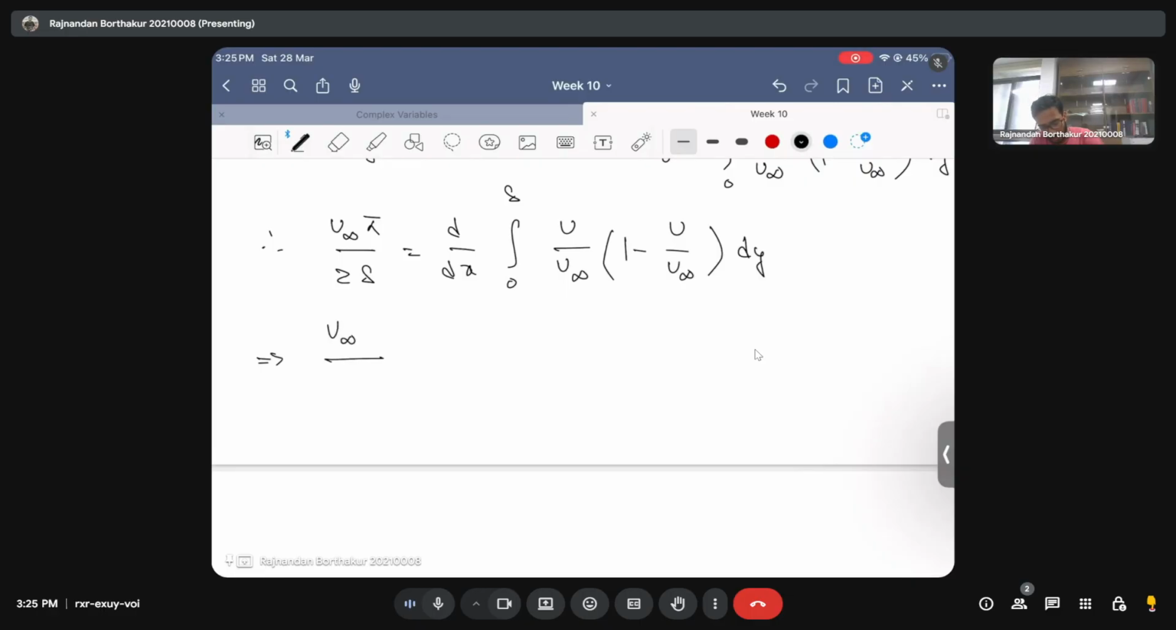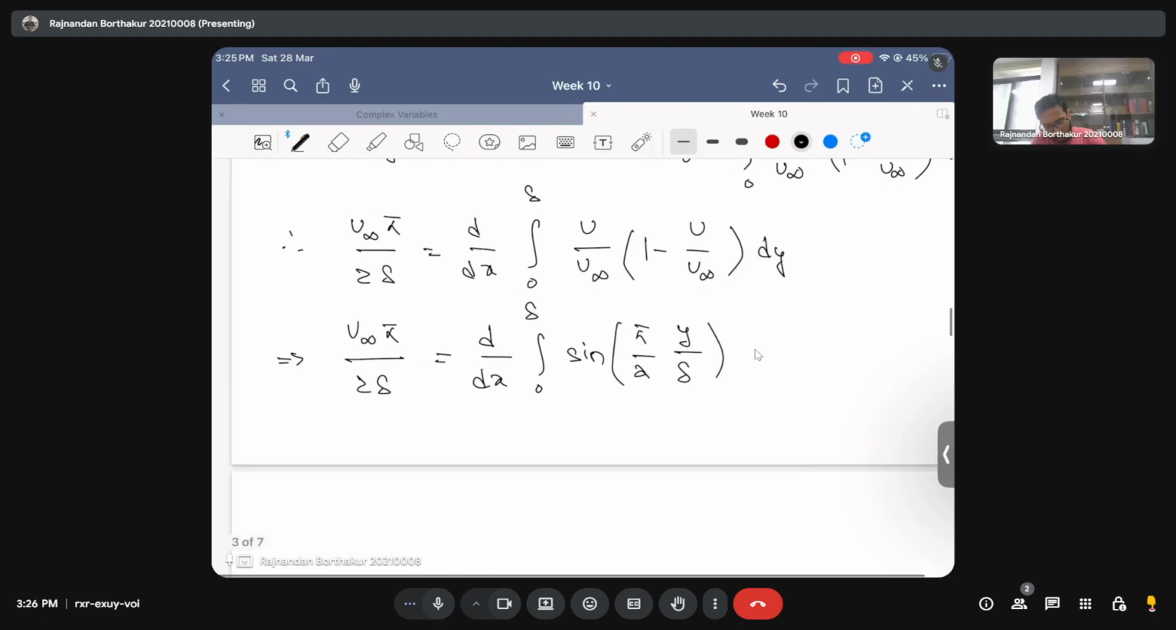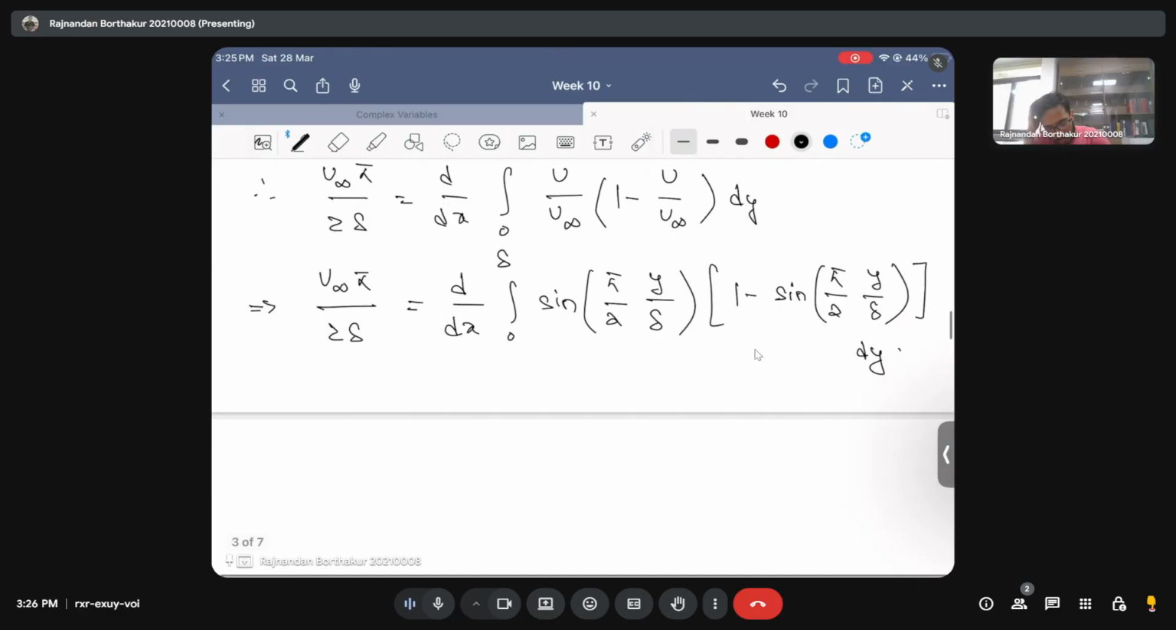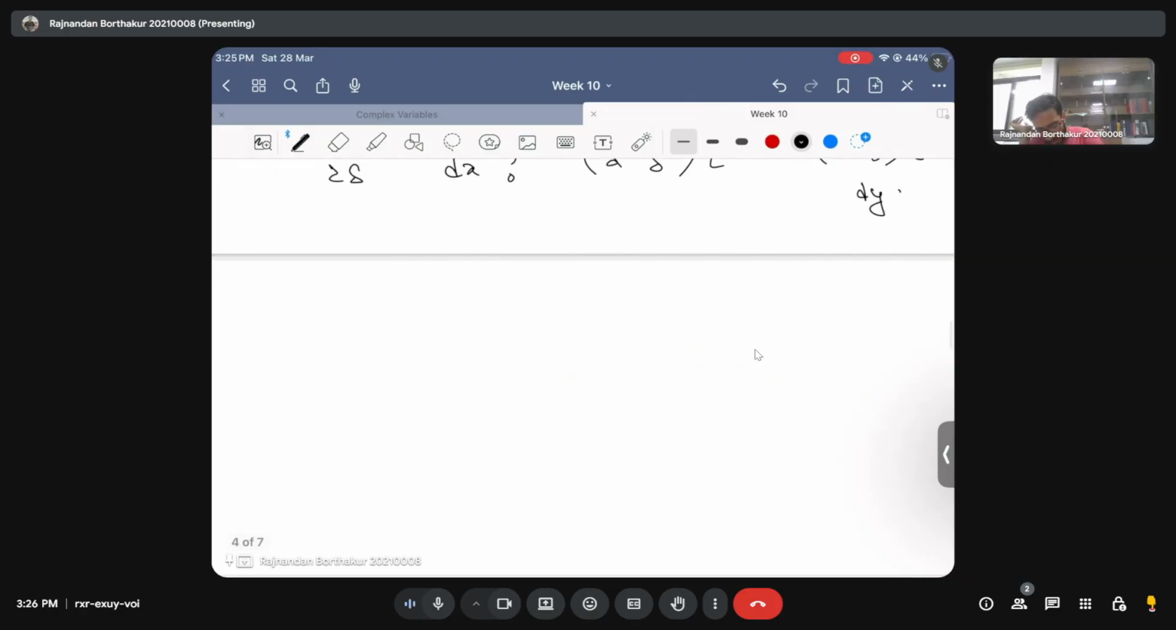So it is u infinity times pi by 2 delta, and this is d/dx of the integral from 0 to delta. We know u by u infinity is sine of pi by 2 times y by delta, and 1 minus u by u infinity is going to be 1 minus sine of pi by 2 times y by delta. And then this is dy. Okay guys, I hope you can now realize that we just need to do this integration, for which we know the trick. We will call y by delta as m, which means dy is equal to delta dm.